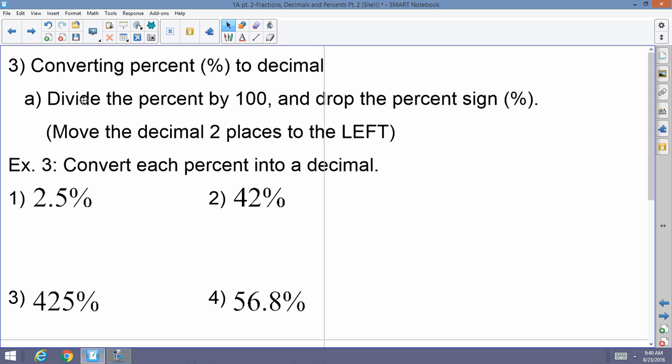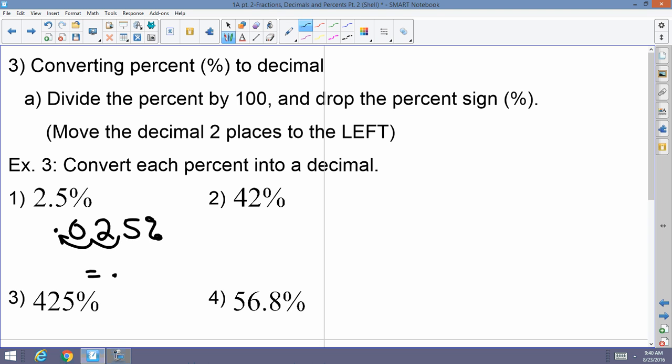So if I want to convert each of these percents to decimals, I have 2.5%. So I want to divide by 100. In other words, I'm moving the decimal 2 places to the left. So I've got my 2.5%. I'm going to go 1, 2 places to the left, add a 0. So let's clean it up, 0.025, and I drop the percent sign.